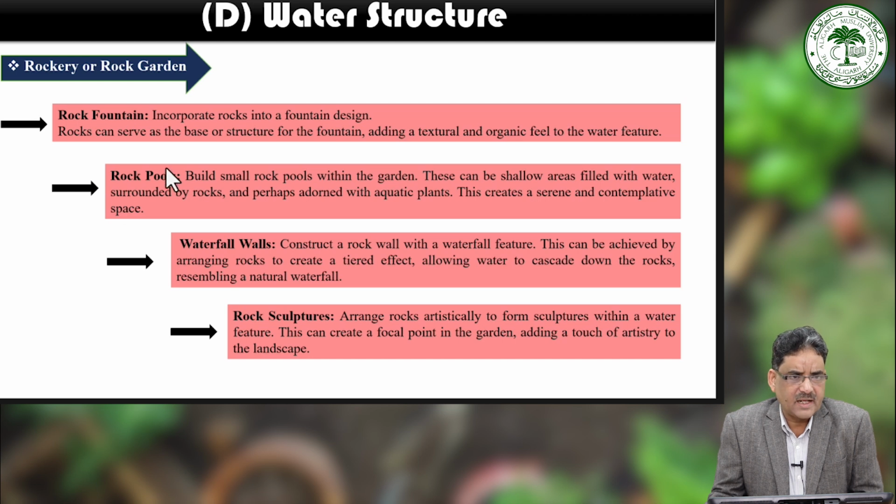Then rock walls can be constructed with a waterfall feature. This can be achieved by arranging rocks to create a tiered effect, allowing water to cascade down the rocks, resembling a natural waterfall. Rocks can be arranged artistically to form sculptures within a water feature. This can create a focal point in the garden, adding a touch of artistry to the landscape.